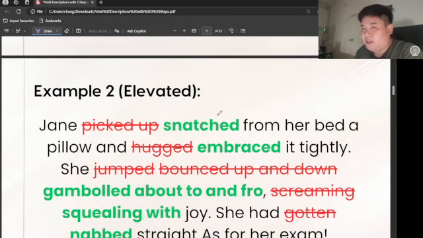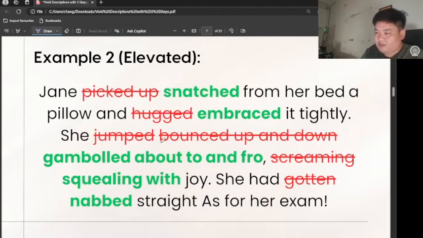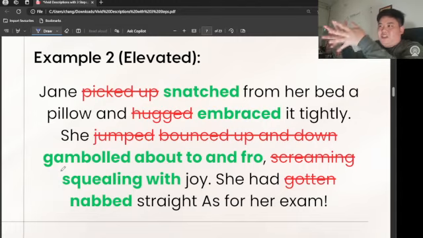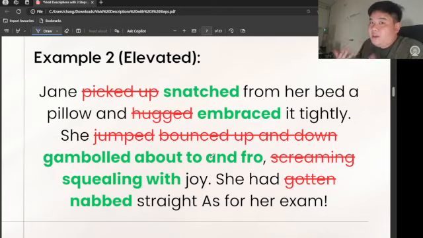So instead of saying picked up, because picked up can also mean picking it up very slowly, right? Instead, use the word snatched. So, yeah, snatching something, okay? And embraced it tightly, all right? And instead of saying jumped or bounced up and down, gambolled to and fro. So if you are wondering what gambolling means, it just means, sort of like jumping about, but in a very excited manner, okay?